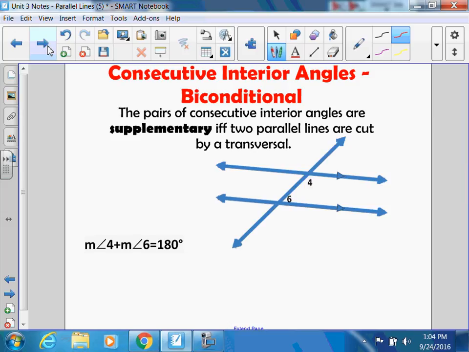Okay, the last relationship we're going to discuss is consecutive interior, or same side interior. 4 and 6, same side interior. And those would be supplementary.